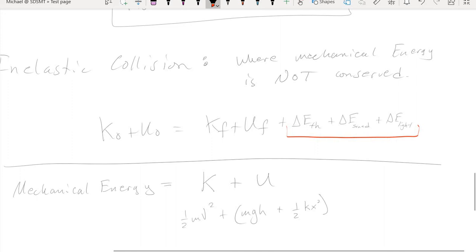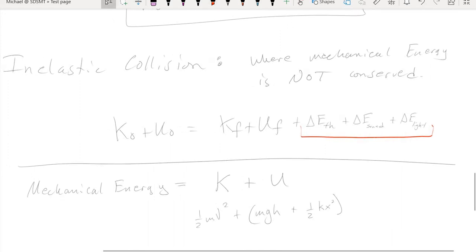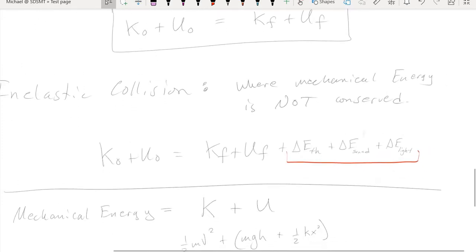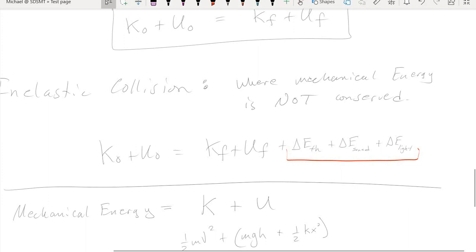And if we have a collision that results in a lot of heat or sound or light, then we're probably not conserving much of our mechanical energy. And if that's the case, then about the only thing that we can say at this point is that the mechanical energy that we start with does not equal the mechanical energy that we end with. Really, the only thing that we have for this definition is an inequality.